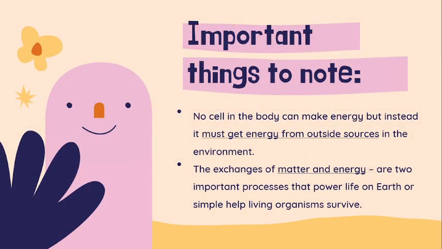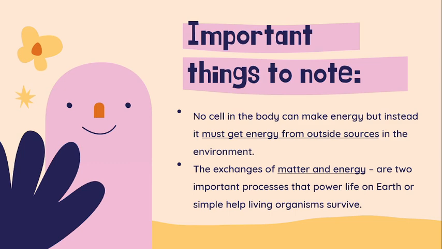Now let's go to one of the important things to note. I have two bullets here for you. First, no cell in the body can make energy. Why did I say this? Because if we remember the law of conservation of energy, it states that energy can neither be created nor destroyed. It can only be transformed from one form to another. So technically, we cannot make energy. We are just transforming it from one form to another.